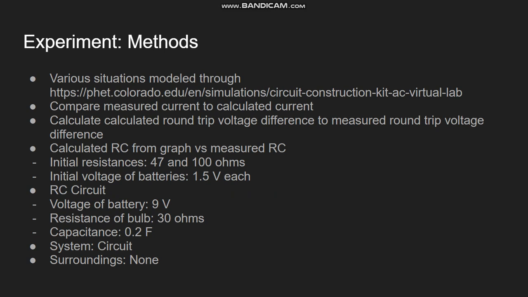Experiment methods. Various situations were modeled throughout this website. First, we compared our measured current to what we should have calculated based on the different initial values. Then we calculated the round trip voltage by comparing the voltage difference between different points on the circuit, summing them up, and comparing that to the theoretical value based on what we know of closed circuits.